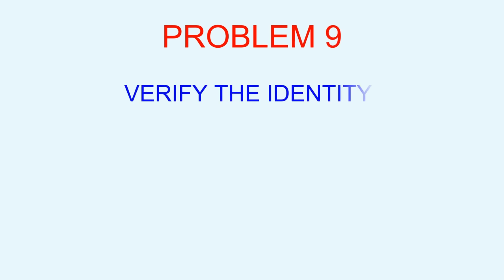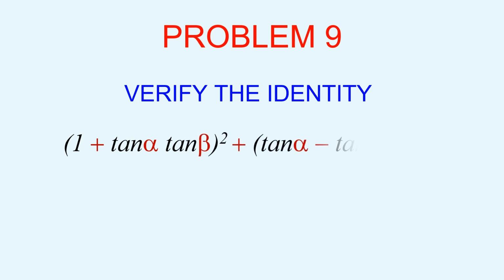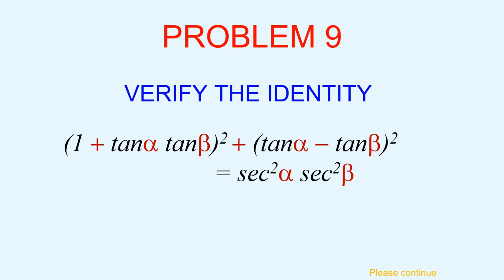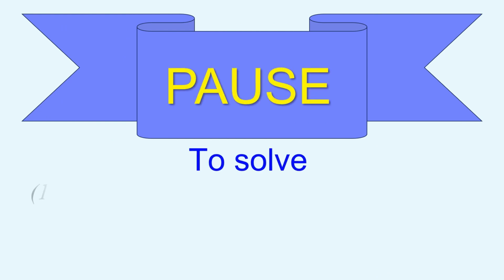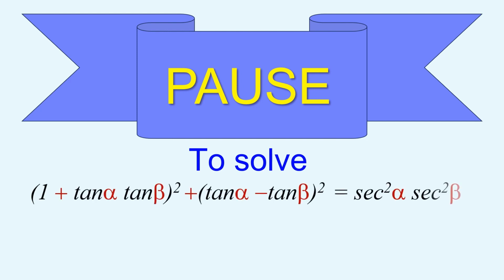Problem number 9. Verify the identity. 1 plus tangent of alpha multiplied by the tangent of beta whole squared plus in bracket the tangent of alpha minus the tangent of beta whole squared equals square of secant of alpha multiplied by the square of secant of beta. Pause now if you want to solve it by yourself. However, the solution is given in the later part of this video.